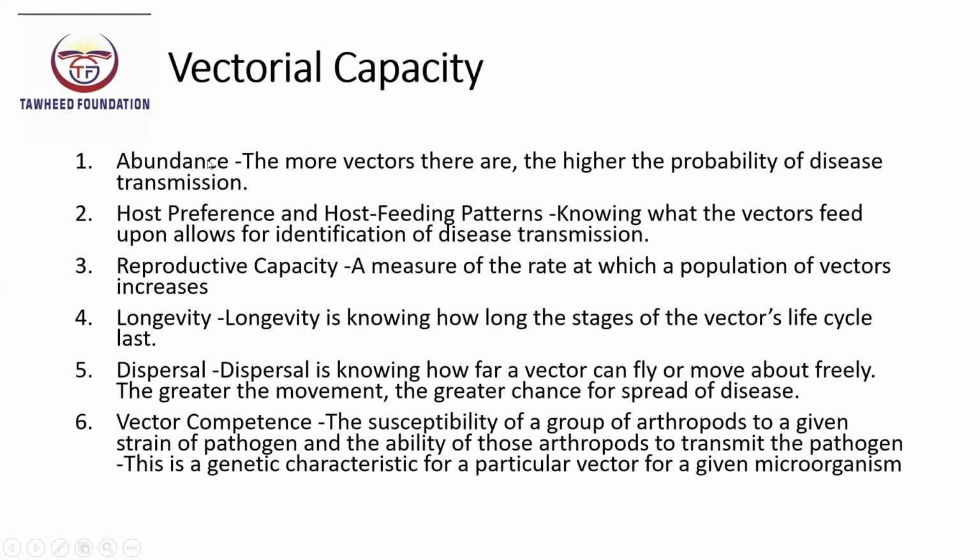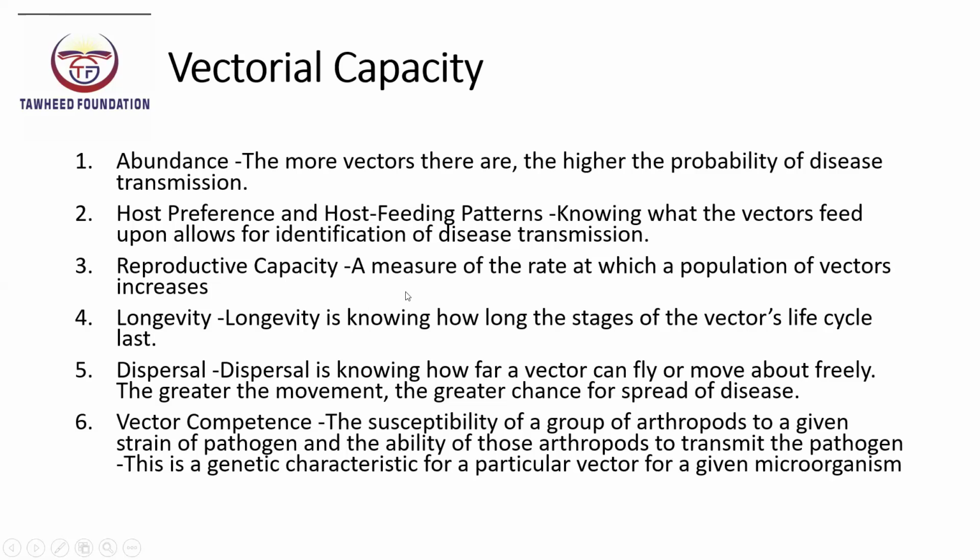So these are the things which I explained earlier. Abundance: the more vectors there are, the higher the probability of disease transmission. Host preference and host feeding patterns: knowing what the vectors feed upon allows for identification of disease transmission.